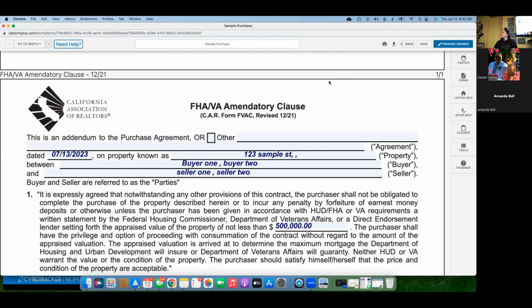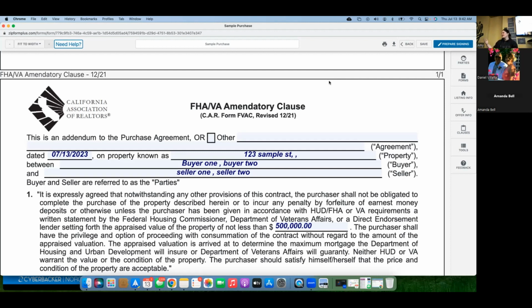If you're a buyer and you put in a request for repairs, can the seller just give you a verbal denial, or do they have to reply in writing? Good question. The seller actually doesn't have to reply at all to a request for repairs. They can give you a verbal answer, or they can say, we choose not to reply.